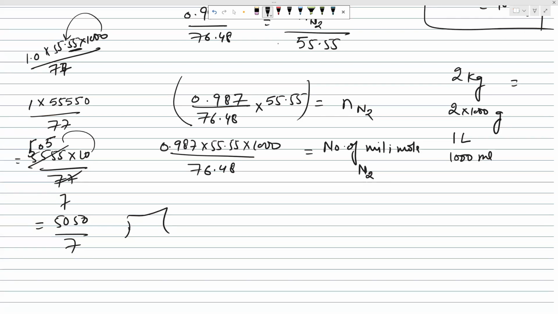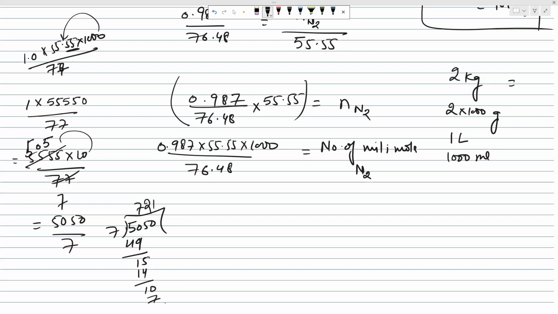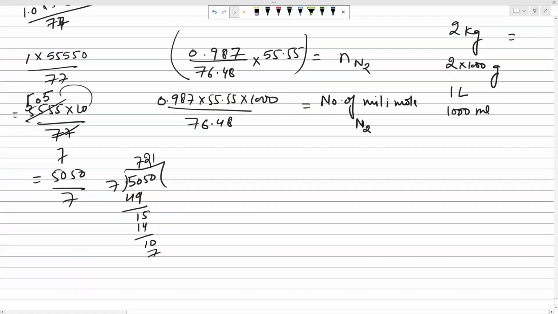You will get 5050 divided by 7. 7 7s are 49, 1 carry. Then 15, then 7 2s are 14. Then 1 carry, then 0, and 7 1s are 7, then 3. Something like this, you are going to get this approximate value. Please copy this one.